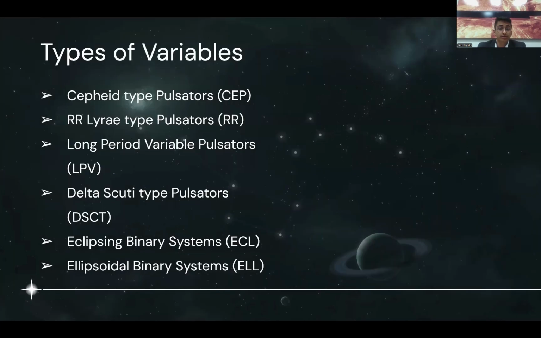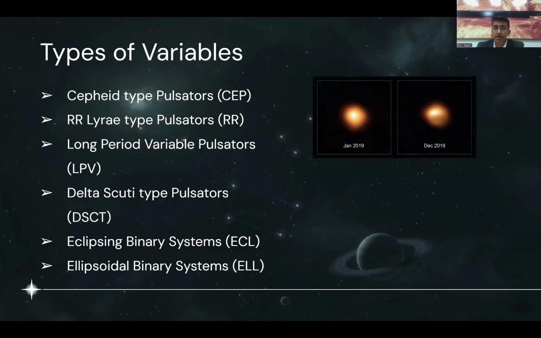Types of variables. Cepheids, RR Lyrae, long period, and delta Scuti are all different types of pulsating stars. This means that they expand and contract periodically. So the picture on the right is an example of a pulsating star.